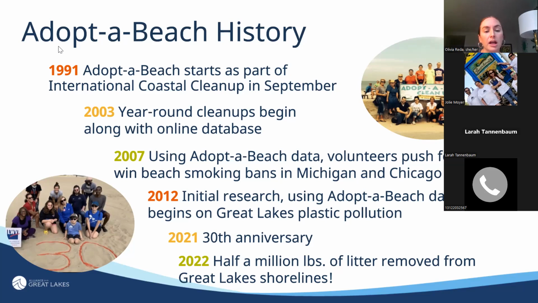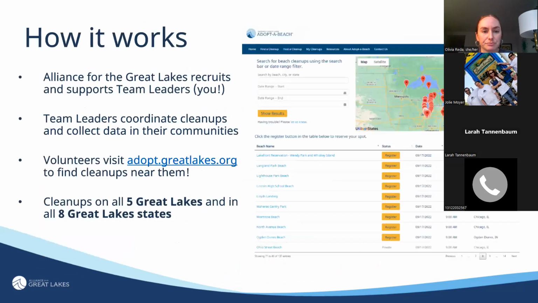In 2021 was the 30th anniversary of the Adopted Beach program, so we're just over 30 years old for the whole program. And then in 2022, volunteers were able to reach the milestone of collecting 500,000 pounds of litter from Great Lakes shoreline. That goes all the way back to 2003 when we started collecting litter data. Since then, we've been able to remove over 500,000 pounds of litter. That was a great milestone that volunteers such as yourselves were able to help us accomplish.